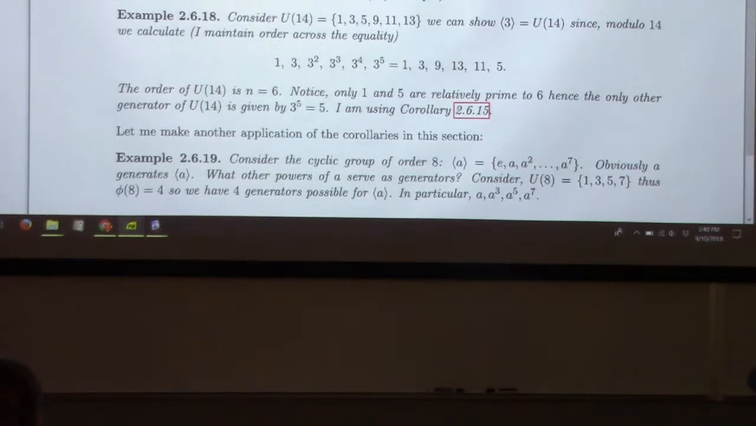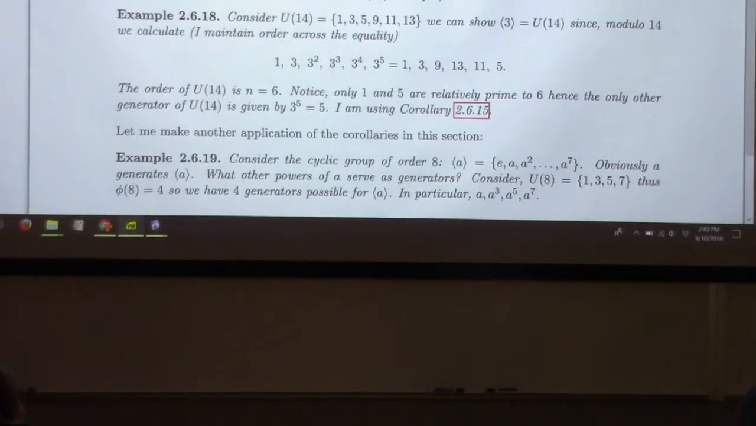That is the import of the theorems we just worked out. It's not at all obvious, without doing some calculation in here, that the other things wouldn't work, right? And you can be more abstract. You could say, suppose you had a cyclic group of order 8. You got your E, your A squared all the way out to A to the 7th, right? What other powers of A serve as generators for a cyclic group of order 8?